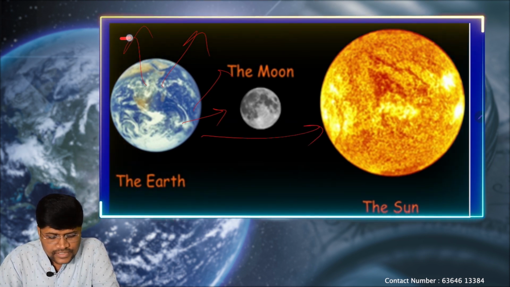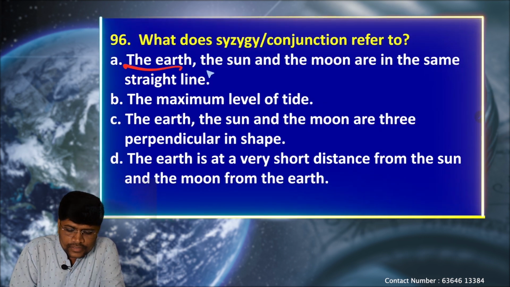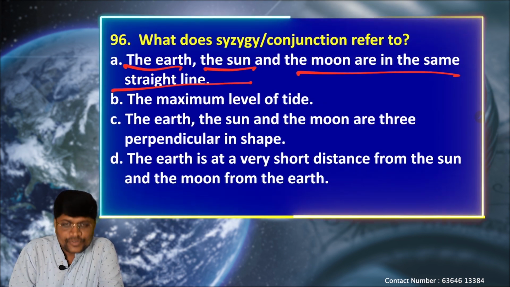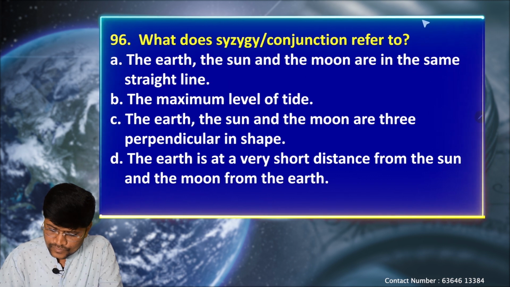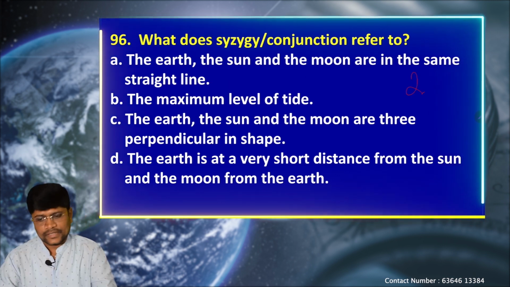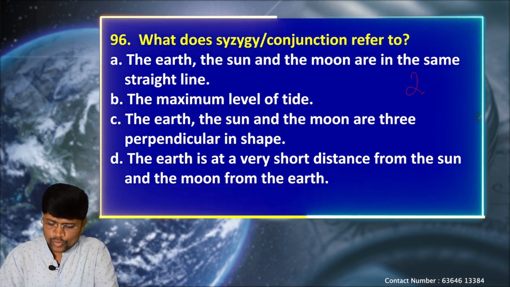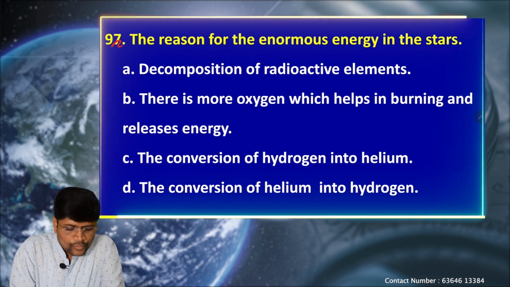Okay. So the word syzygy refers to the earth, the sun and the moon being in the same straight line. This occurs twice in a month, only on full moon day and new moon day. Next question, question number 97.